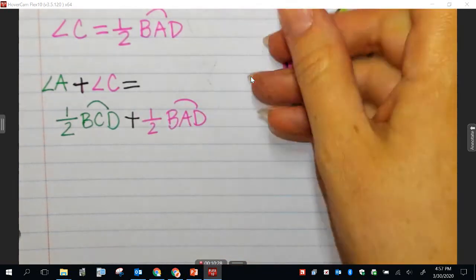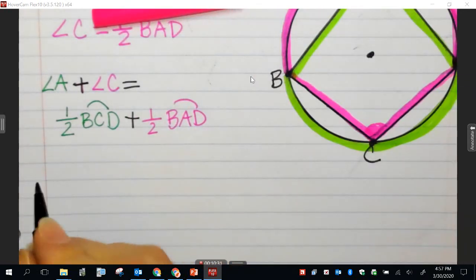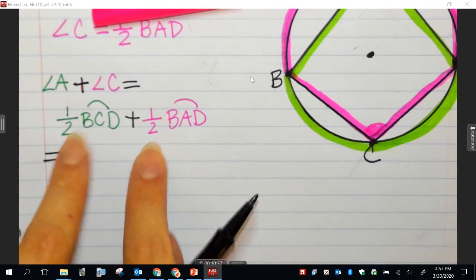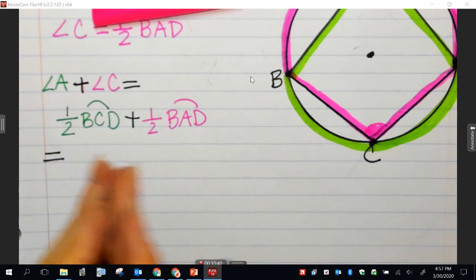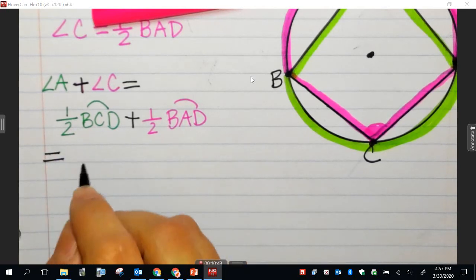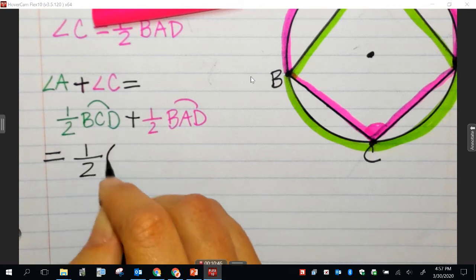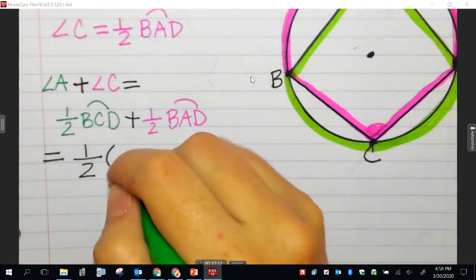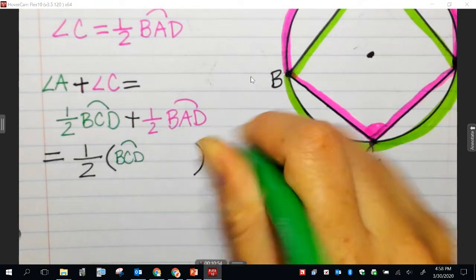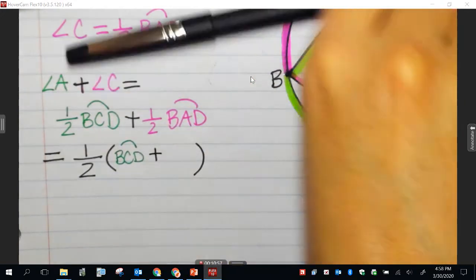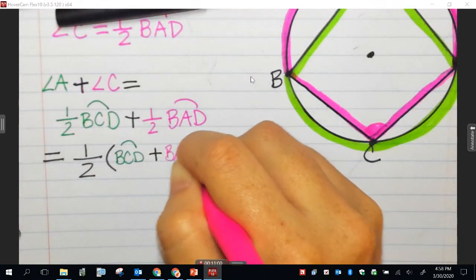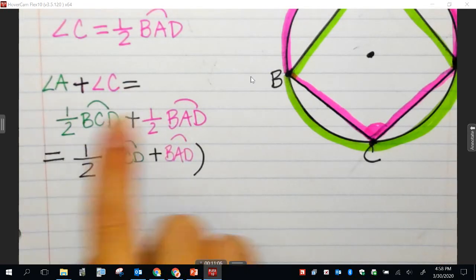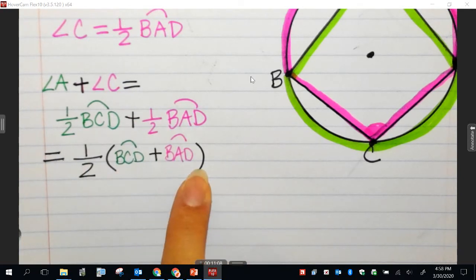Now if you know your math and your distribution rules, then you know that if you have 1/2 and 1/2 in a statement, you can take that out and then put the rest of it in parentheses. So we're going to take that 1/2 out to the side, okay? And in parentheses, we're going to have our BCD plus BAD, okay? So A plus C is equal to this, which is equal to 1/2 of BCD plus BAD.